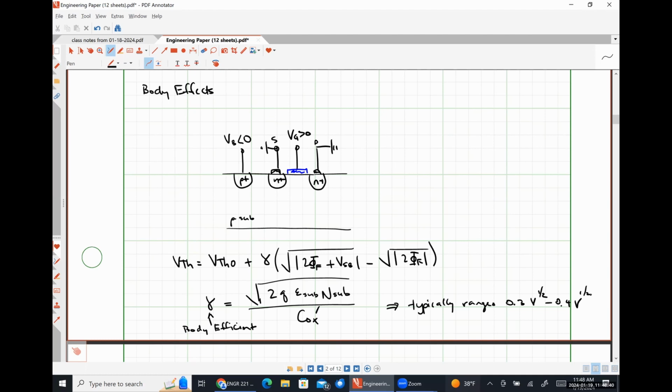So the more negative we bias our body terminal, the more pronounced the body effects are going to be. And it literally just serves to effectively make the threshold voltage larger. And then we're going to see, particularly when we look at a small signal model, that it can have some impacts on some things as well.